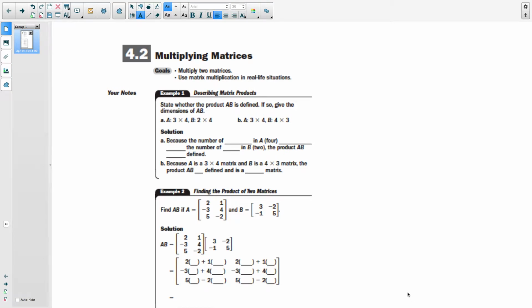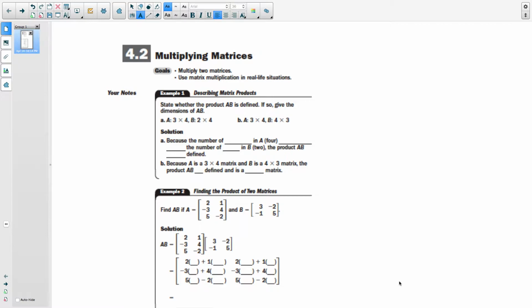Okay, so today we're going to be doing multiplying matrices. I'm going to show you how to multiply two matrices. All right, so first of all, let's take a look at example one. Let's determine how we know if we can multiply two matrices or not.